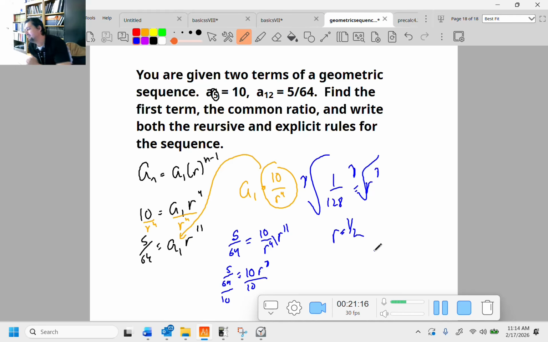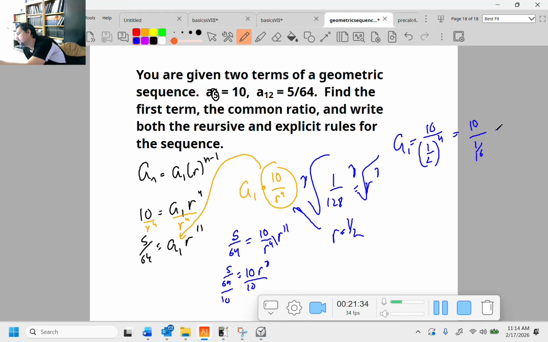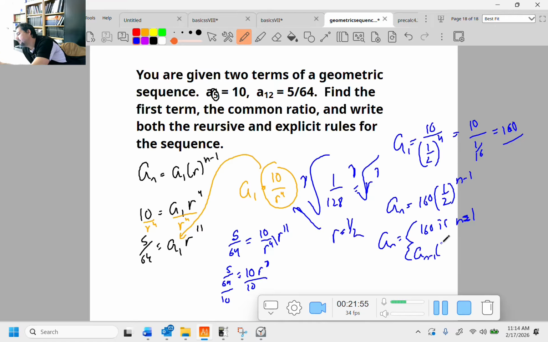Now that I have the ratio, I can figure out the first term. A sub 1 equals 10 over 1/2 to the fourth. And half to the fourth is a 16th, right? Yeah. To divide by a fraction, we multiply by the reciprocal. The first term is 160. My explicit rule is the first term of 160 times the ratio of a half raised to the n minus 1. My recursive rule is 160 if n is equal to 1, or the previous term times a half if n is bigger than 1.